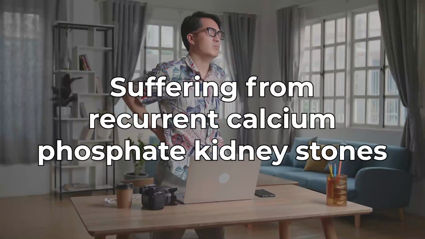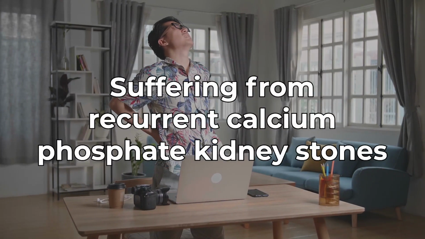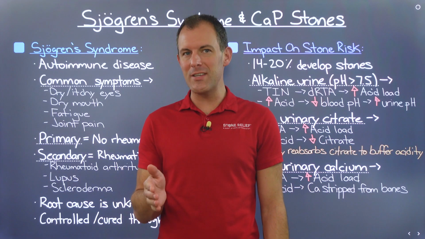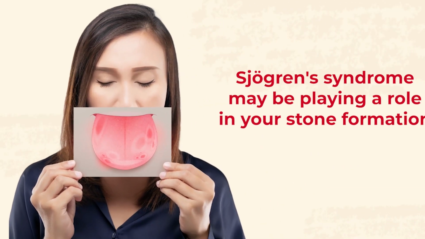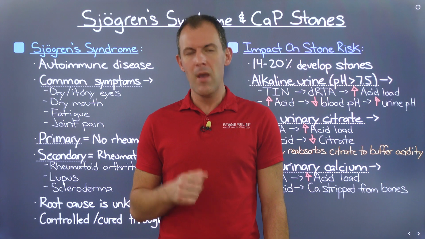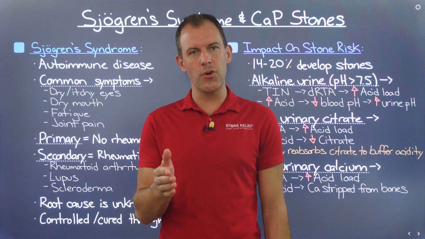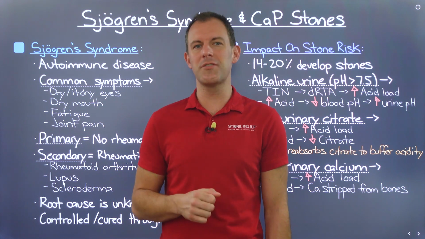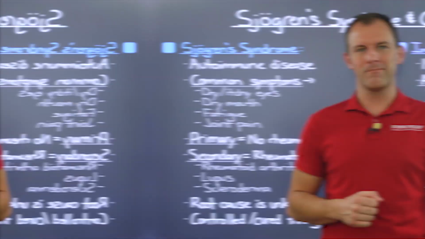If you've been suffering from recurrent calcium phosphate kidney stones, it's possible that an autoimmune disease called Sjogren syndrome may be playing a role in your stone formation. But what is Sjogren syndrome and how does it impact stone formation? If you'd like answers to these questions and more, stick around for this video.